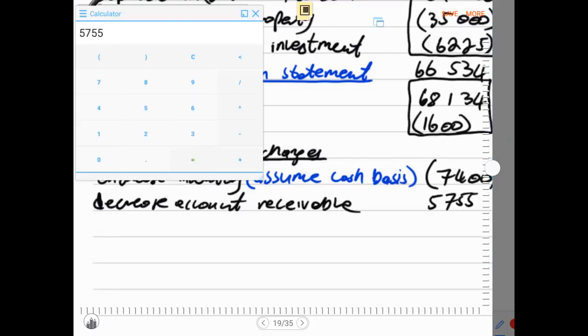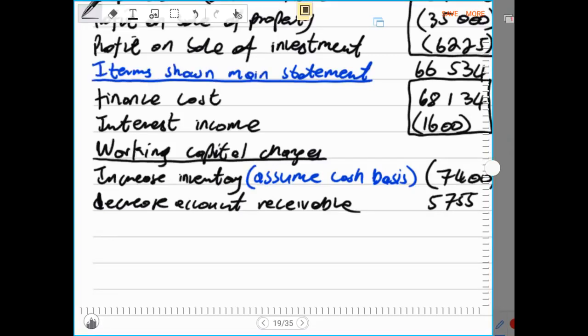5,755 rands. That will be positive, indicating that we received cash from the customer. And remember, cash from the customer is because of operation. So now we take this into account as cash coming into the business because of operation.